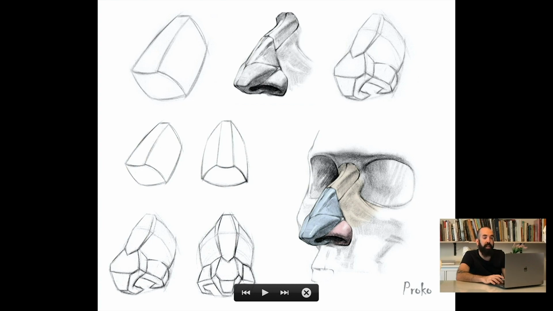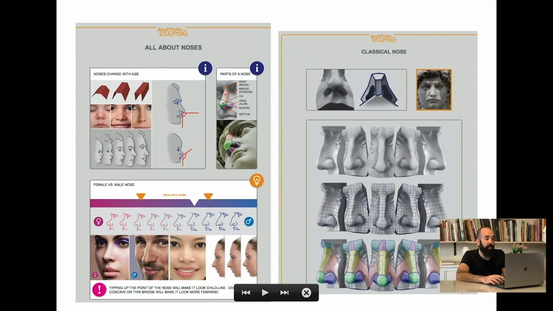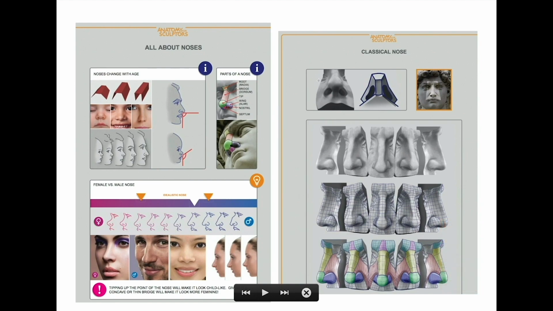This is more anatomical and this is more by planes. When we are doing a sketch or a more finished portrait, we need to choose if we want to be more impressionistic or more analytic, but always taking care about what is going on, okay? A very nice book about all these things is Anatomy for Sculptors.